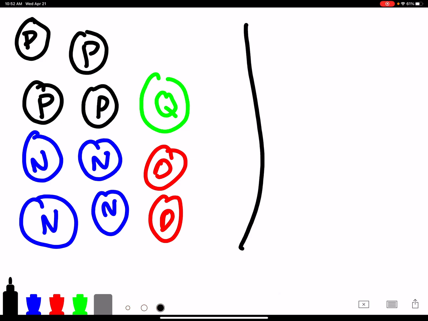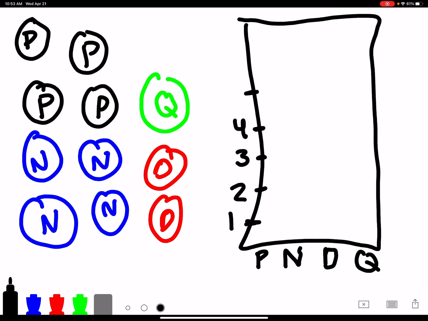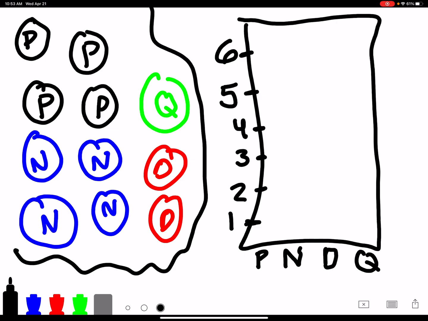So I'm going to make a nice chart. And I'm going to put P down here for penny, N for nickel, D for dime, and Q for quarter. And I'm just going to count by ones on my number side. So 1, 2, 3, 4, 5, 6. And I'm going to draw a line to the number of pennies that we see in this area right here in this little section.